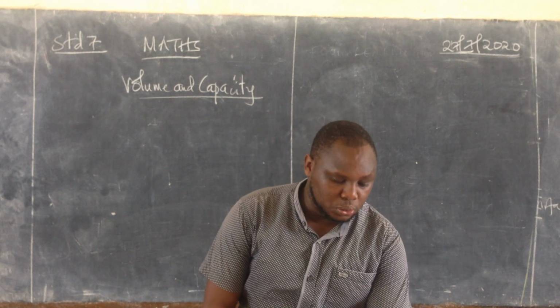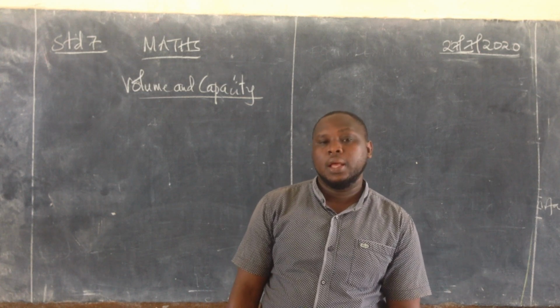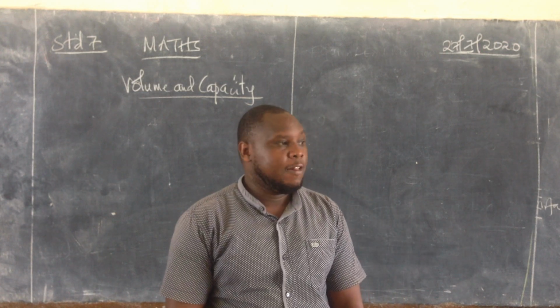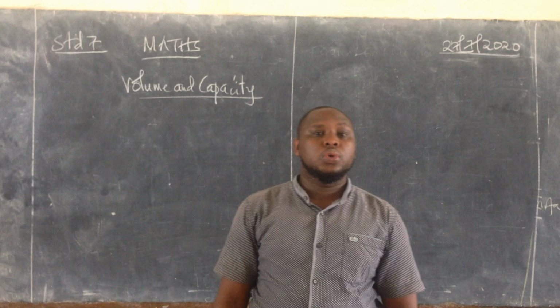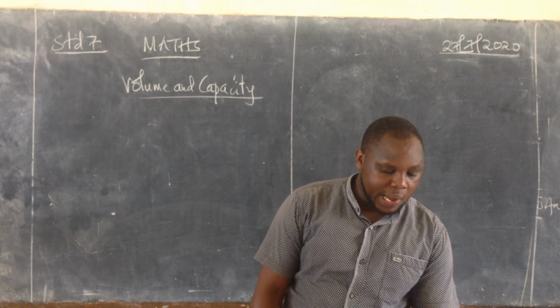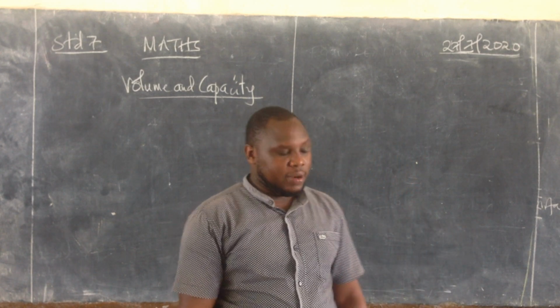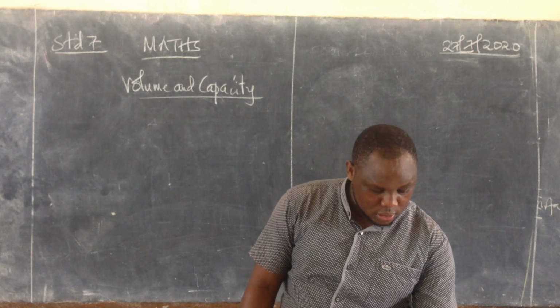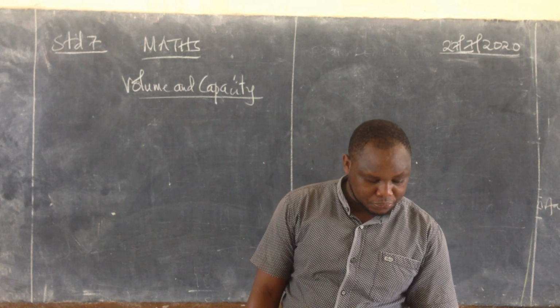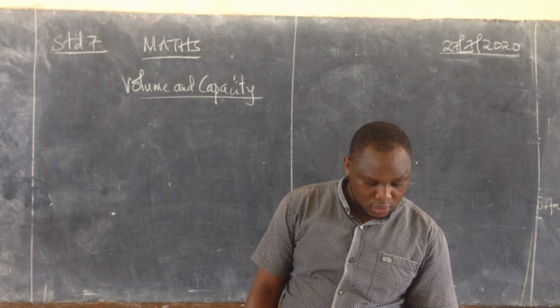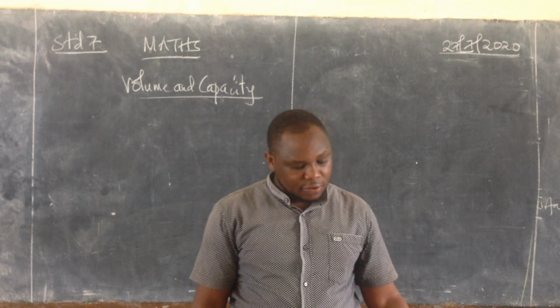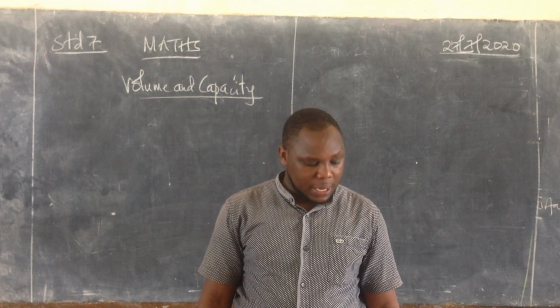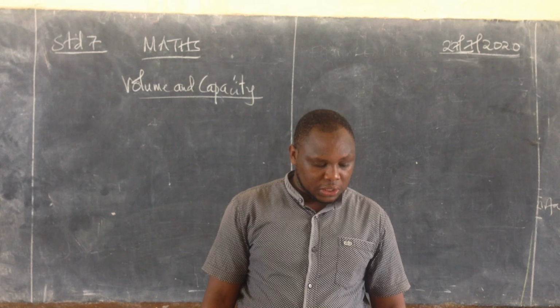As I promised you today, we are going to begin volume and capacity. We are going to see how these two are related. Now, in the work that I've given earlier on, there was question number 4 that said the radius of a cylinder is 31.5 centimeters. What is the area of the cross section of the cylinder?